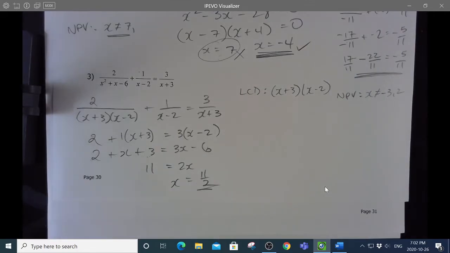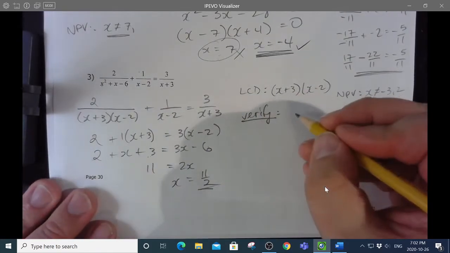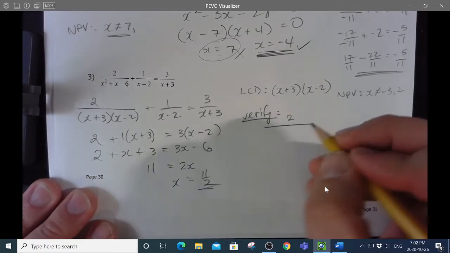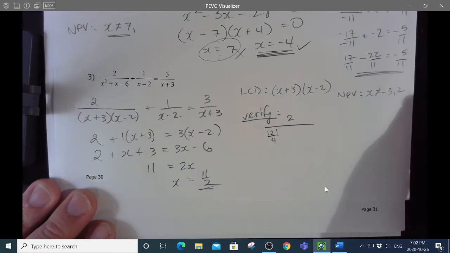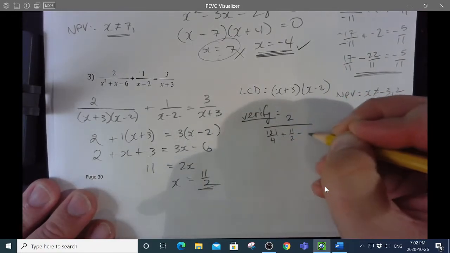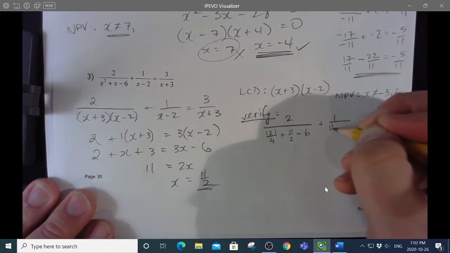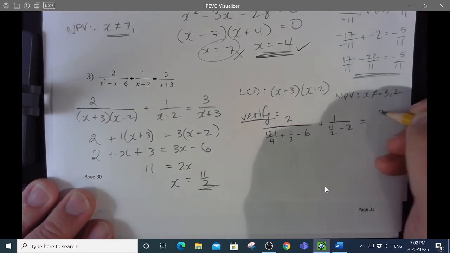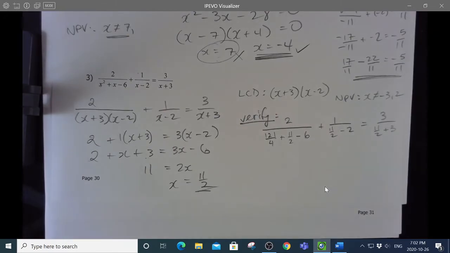Now let's do a verify on that. Okay, so verify. So 2 over 11 halves squared, that's 121 fourths. This is a bit ugly. Plus 11 halves minus 6 plus 1 over 11 halves minus 2 has to equal 3 over 11 halves plus 3. Yoicks, that's some fractions.